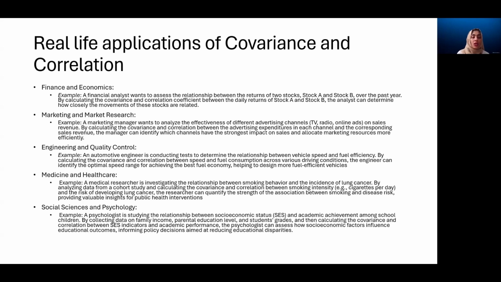Social sciences and psychology, for example, a psychologist is studying the relationship between socioeconomic status and academic achievements among school children. So, by collecting data on family income, parental education level, and student grades, and then calculating the covariance and correlations between these indicators about someone's economic status and the academic performance of the kids, the psychologists can assess how the social status of a child can influence their educational performances or outcomes. And then policies can be adjusted accordingly.